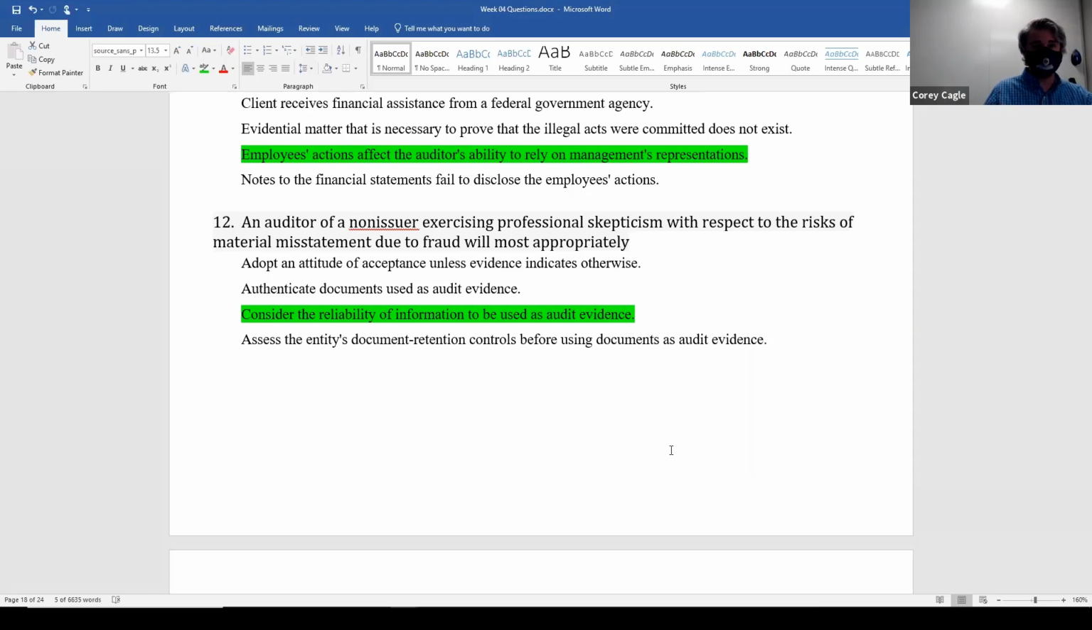B can throw us for a loop because we haven't really learned yet, but we'll later learn that we're not required as auditors to authenticate documents. So that comes a little later. We don't have to authenticate things that we use as audit evidence. It's too much. But we do need to consider the reliability of information that we're using as audit evidence. Why wouldn't that be the answer, right? So that makes it kind of easy.